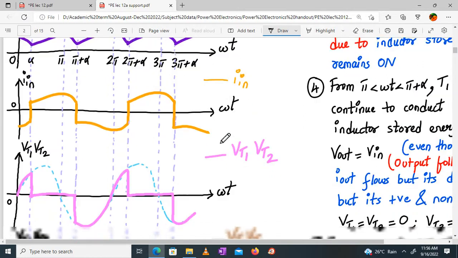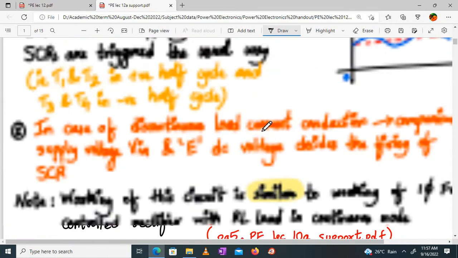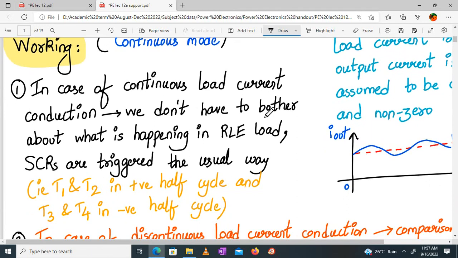Which graph? I mean, voltage across the. इस केस में RLE load, what is the statement written over here? वो V माइनस ही कब होता है? जब भी लोड करंट जीरो जाता है. Are you getting what I'm saying? तो यहाँ पे क्या लिखा है?